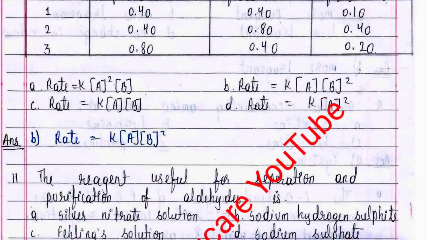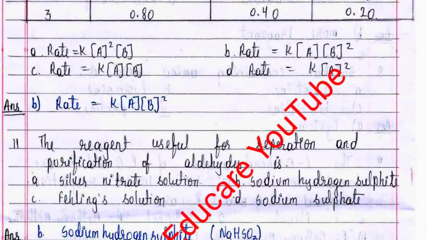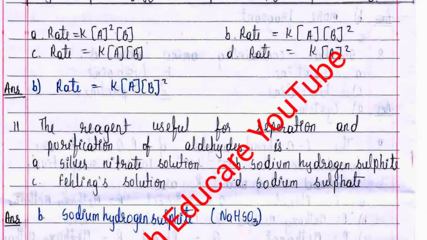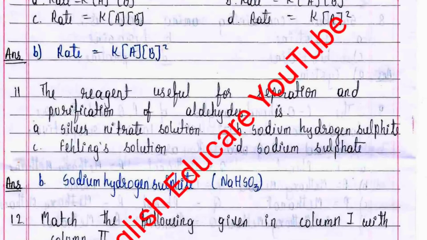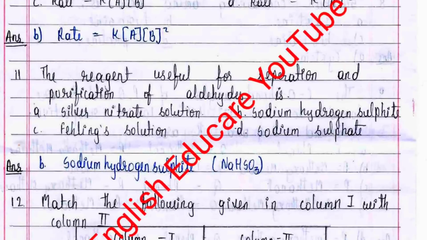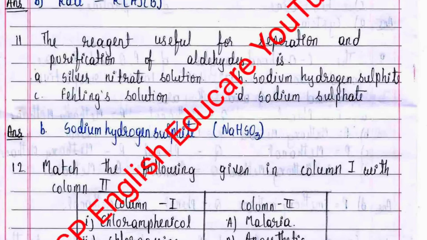11th. The reagent useful for separation and purification of aldehyde is A. silver nitrate solution, B. sodium hydrogen sulfite, C. Fehling solution, D. sodium sulfate, and the answer is B. sodium hydrogen sulfite, NaHSO3.